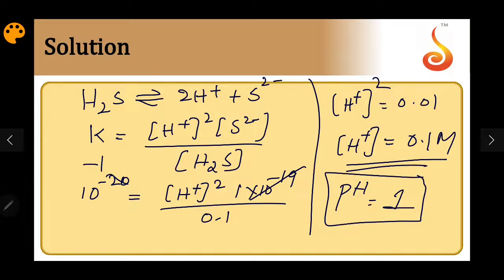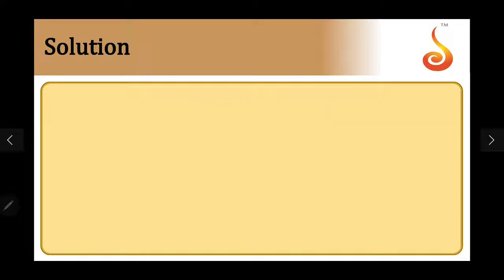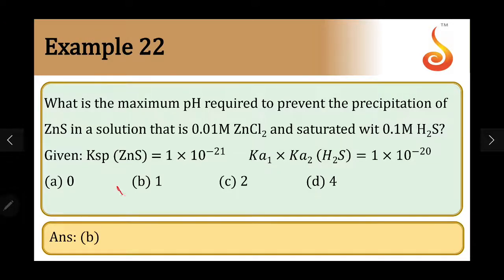So the pH should be 1. If the pH is less than 1, it is not going to precipitate the ZnS. If pH is more than 1, H+ is less than 0.1 molar, so definitely sulfide ion is more than 10 power minus 19. So answer should be pH is equal to 1. So answer should be B.